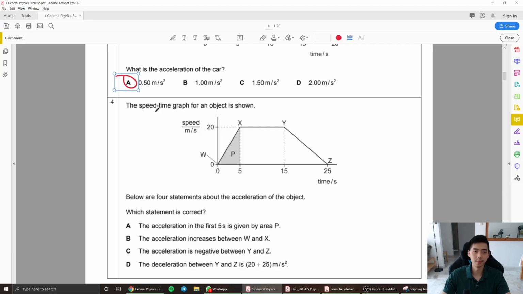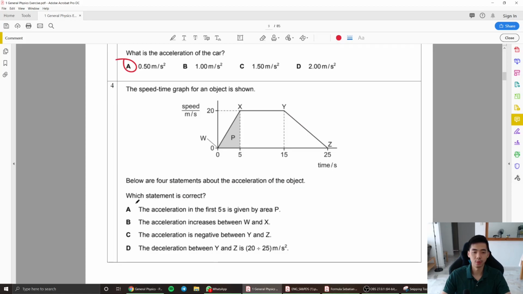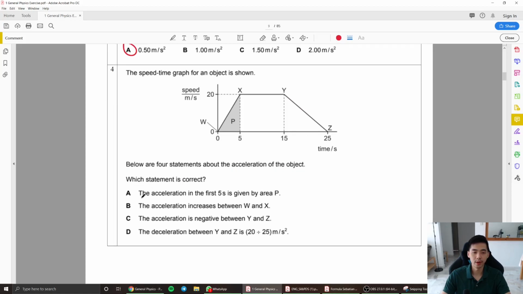Question number 4. The speed time graph for an object is shown. Speed increases, accelerating, constant speed, deceleration. Below are 4 statements about the acceleration of the object. Which statement is correct? The acceleration in the first 5 seconds is given as area of P. No, definitely not true. Area under a speed time graph is the distance. So this is out of the question.